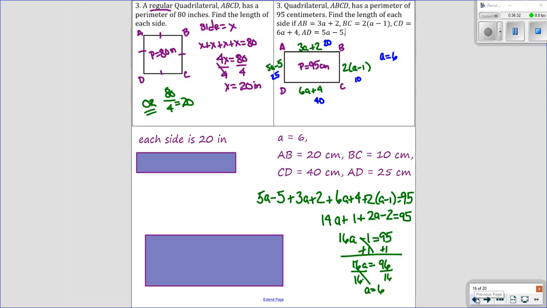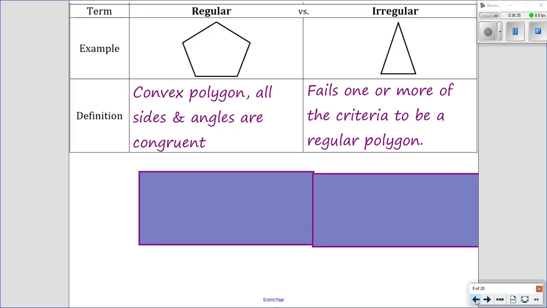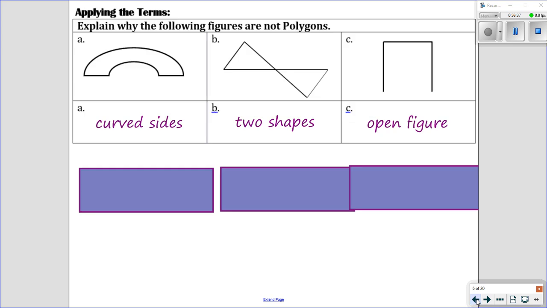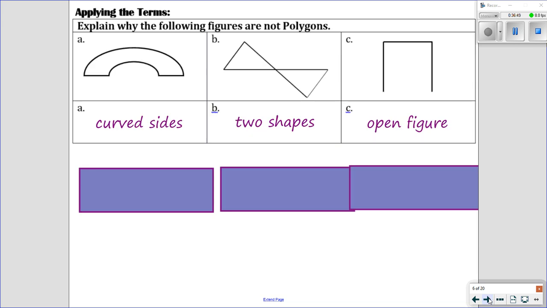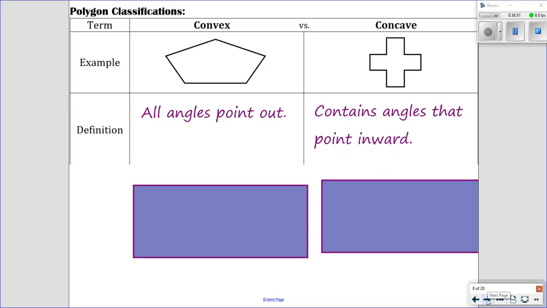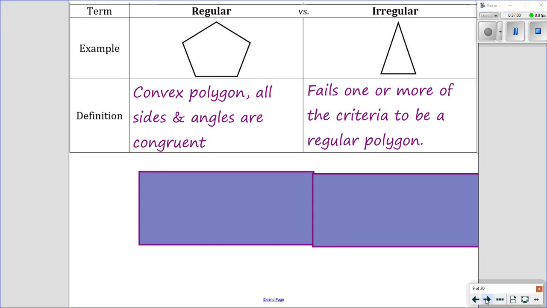So as a recap, we learned about polygons. There's different types of polygons. They have their names. A polygon has to have at least three sides. The shape has to be only one shape, and it has to be closed. Then there's classifications of them. Convex, concave. Convex is pointed, all angles point out. Concave, some of them are pointed in. Regular and irregular. Regular means that all the sides are congruent, which also means the angles are congruent. Irregular, they're not congruent at all.